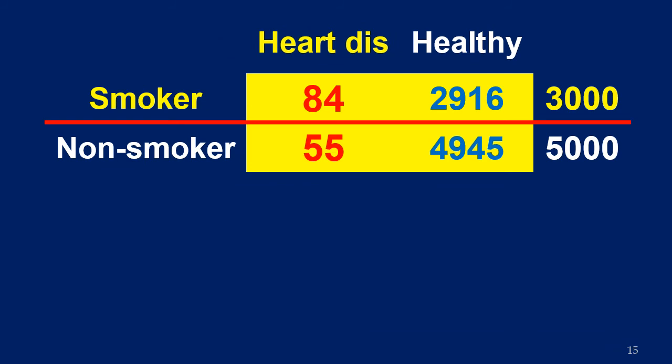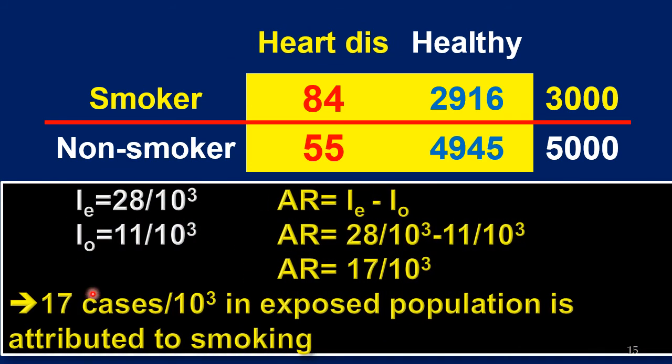Returning back to our example, as you can see, this is the attributable risk calculated by the difference. 28 per thousand minus 11 per thousand equals 17 per thousand. What does this mean? This means that 17 cases per thousand in the exposed population is attributed to smoking.